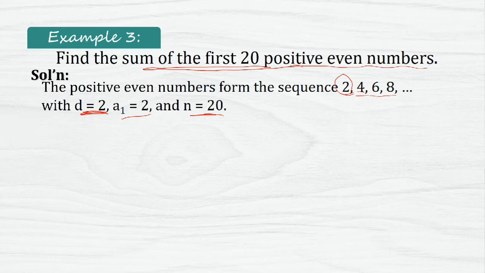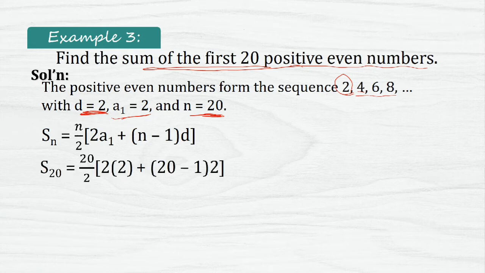And then, let's proceed to the formula. Since we have the value of n, number of terms, and the first term, the common difference, we can use the first formula. And then plug in, substitute the value of n, which is 20. N is 20, and then our first term is 2. Then n is 20, and we substitute here the value of the common difference, which is 2. And then simplify.